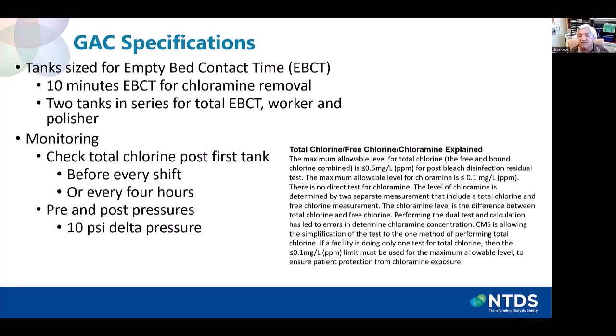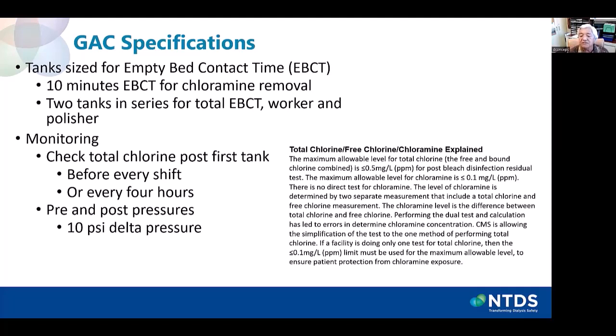The maximum allowable level for chloramine is less than or equal to 0.1 milligrams per liter. There is no direct test for chloramine. The level of chloramine is determined by two separate measurements that include a total chlorine and a free chlorine measurement. The chloramine level is the difference between the total chlorine and free chlorine. Performing the dual test and calculation has led to errors in determining the chloramine concentration.